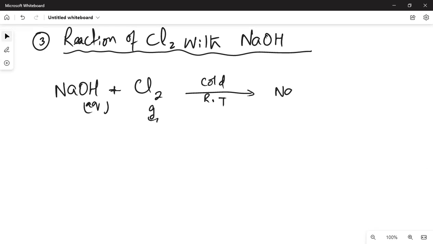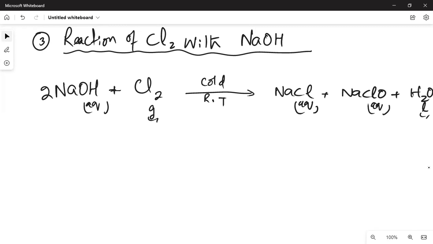this leads to the formation of NaCl, NaClO plus water, and that balances simply by putting 2 with NaOH. NaCl is aqueous, NaClO, sodium hypochlorite, is aqueous, and water is liquid. Now you see chlorine's oxidation number goes from 0 to -1 in NaCl, and from 0 to +1 in NaClO. So here it is reduced and here it is oxidized.